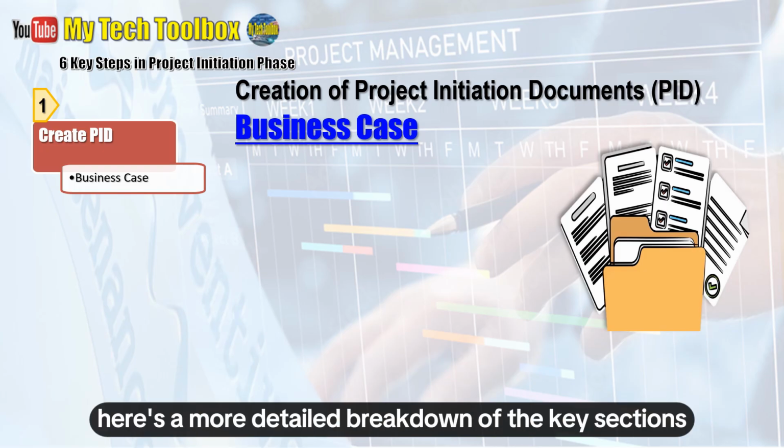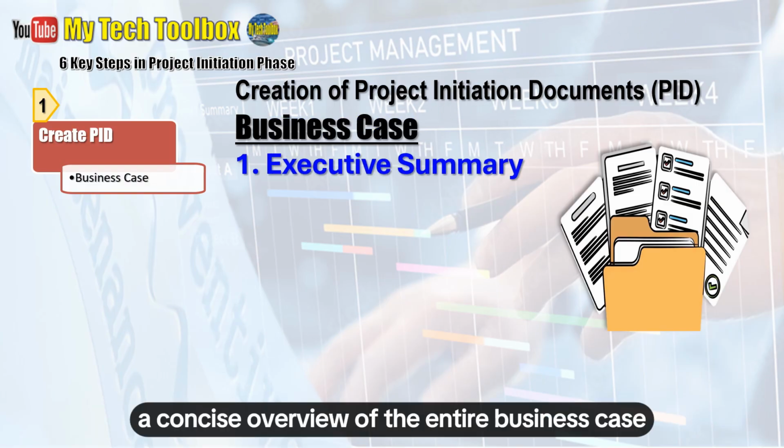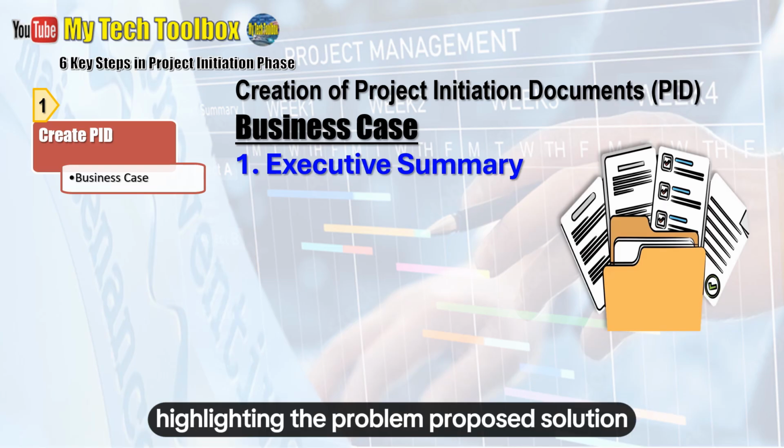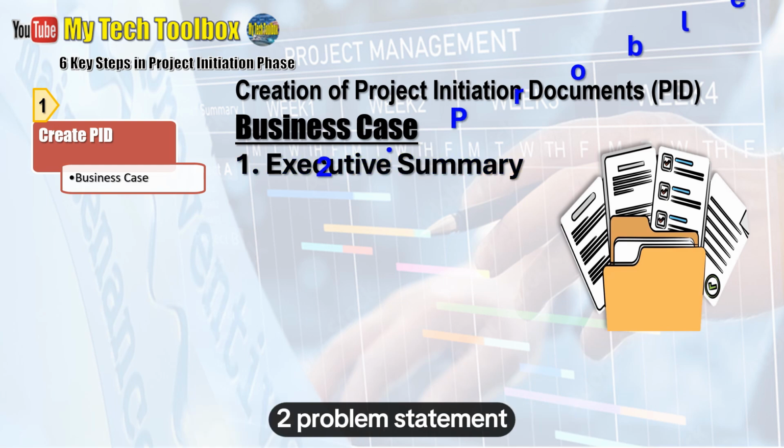Here's a more detailed breakdown of the key sections. 1. Executive summary. A concise overview of the entire business case, highlighting the problem, proposed solution, key benefits, and recommendations. 2. Problem statement.